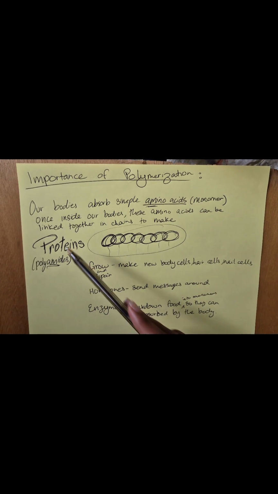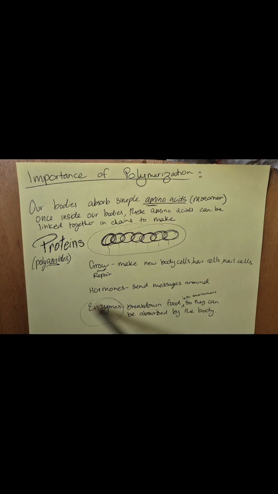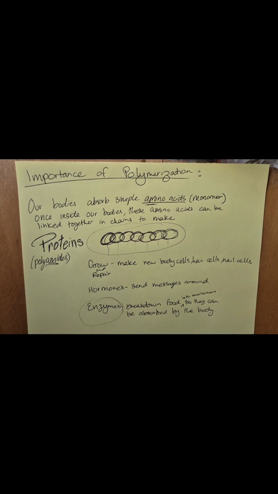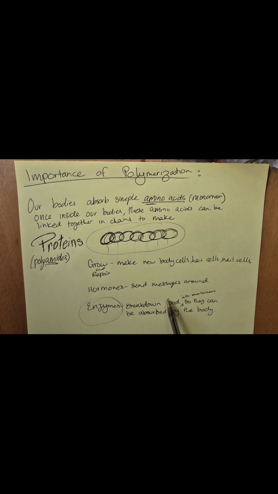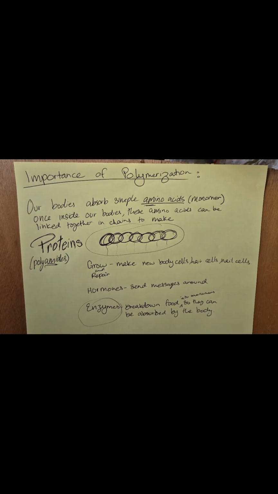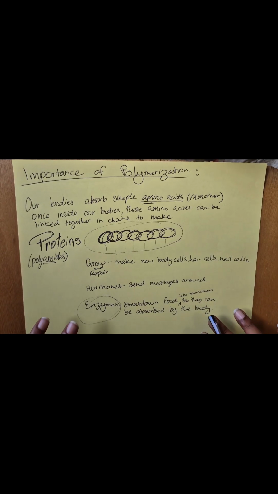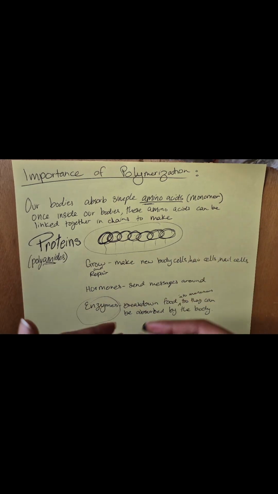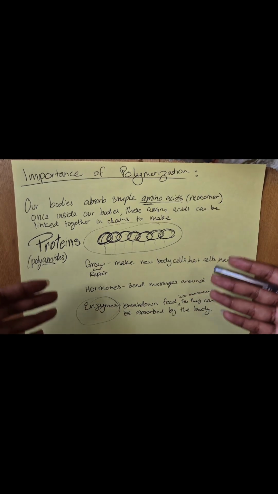And proteins are also enzymes. Enzymes are proteins that break down food into monomers so that we can absorb them into our bodies. And once we absorb these monomers, we can link them up to make whatever polymers we need in our bodies.